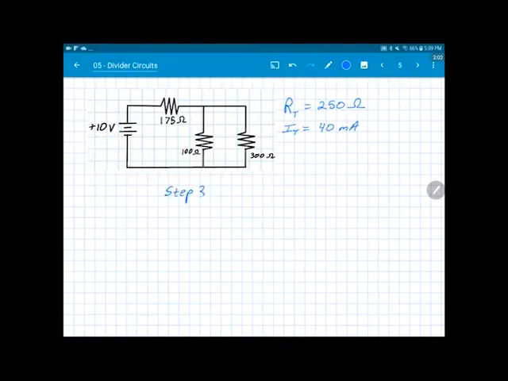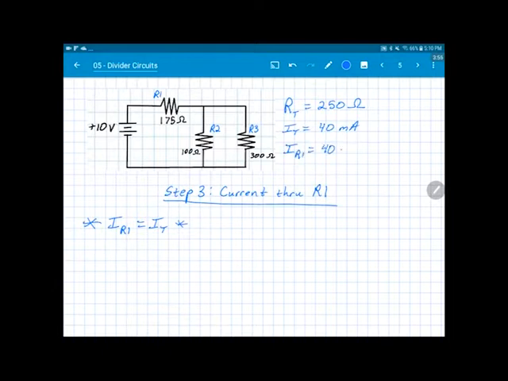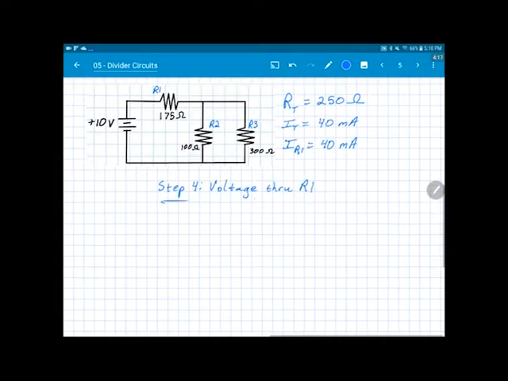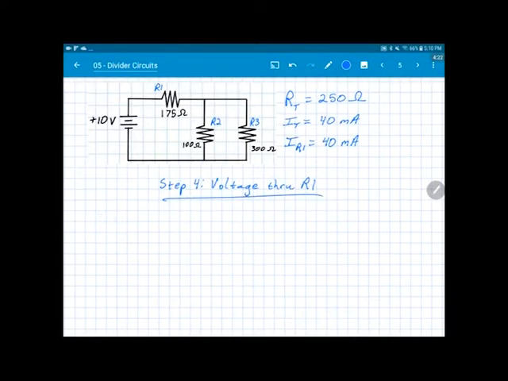Now moving on, step 3 is going to be finding the current through R1. What we have to notice here is the total current is also going to be the current through R1 because the current has nowhere else to split at that point. So my current through R1 is 40 milliamps as well. Now I can move to step 4, finding the voltage through R1.